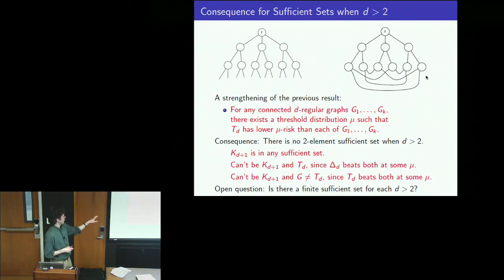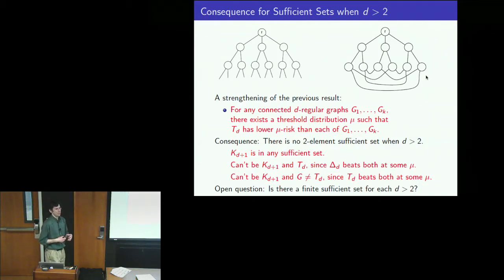So this is sort of the crux of the question, right? Taking all of this together, this is why there's no two-element sufficient set. The clique clearly is in any sufficient set because it's uniquely optimal. It can't be the clique and the tree that's the two-element sufficient set, because the tree of triangles beats them, and it can't be the clique and anything else, because then the tree would beat both of them. So that says the size is at least 3.